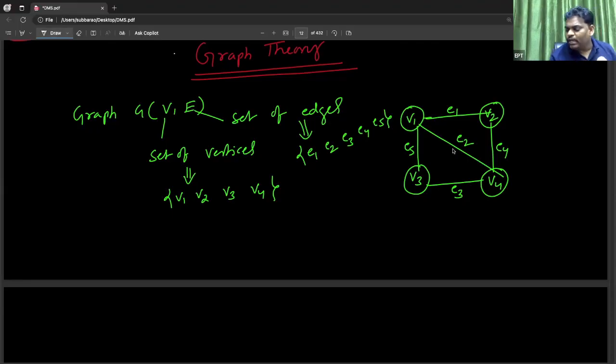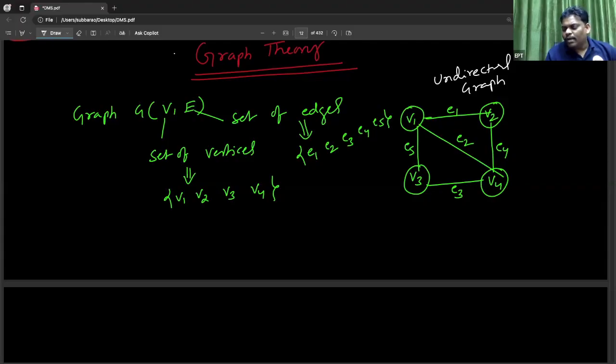No direction. No direction means what? For edge E1, you can write V1 to V2, and V2 to V1 also. It's an undirected graph. If you keep directions, then it's a directed graph. So this is an undirected graph, okay?